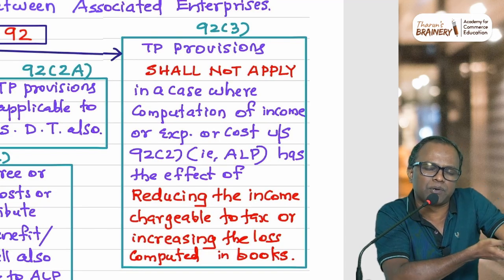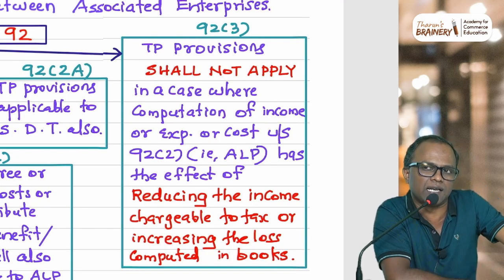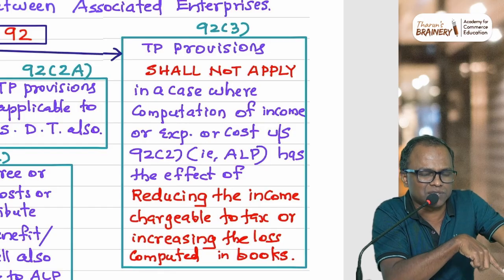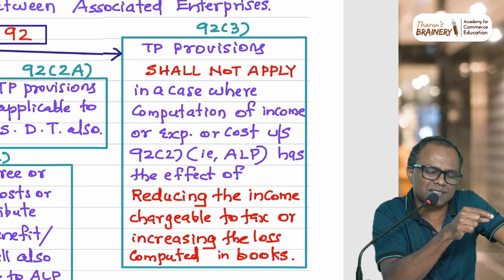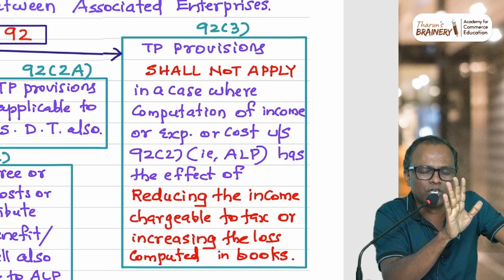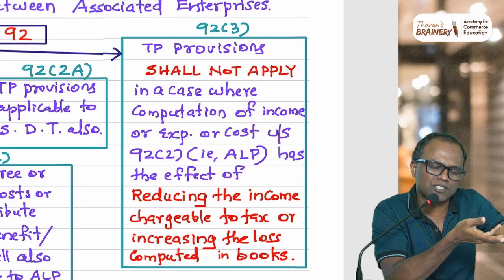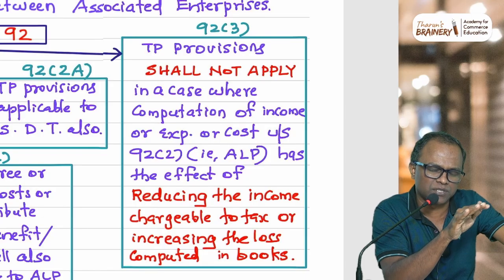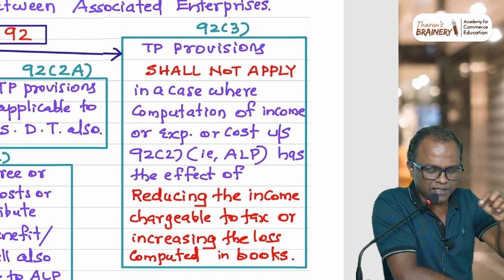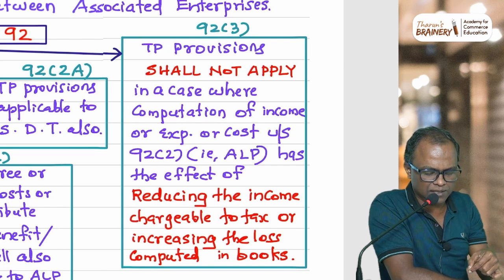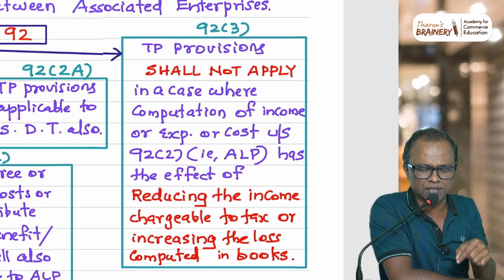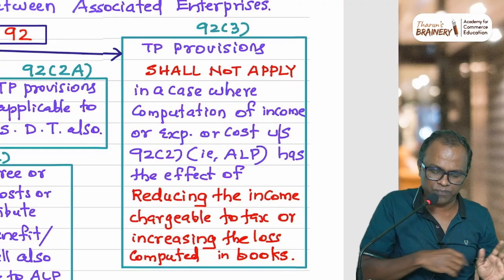If you apply TP provision, arm's length provision, the income will be 90 lakhs. So 1 crore will be reduced. So already declared income has the effect of reduction. Don't apply transfer pricing provision. Similarly, associate already showing a loss of 60 lakhs. So if we apply transfer pricing arm's length provision, the loss will be 80 lakhs. No, transfer pricing provision is not applicable. So if it has the effect of reducing the income chargeable to tax or increasing the loss computed in books, then transfer pricing provision is not applicable.